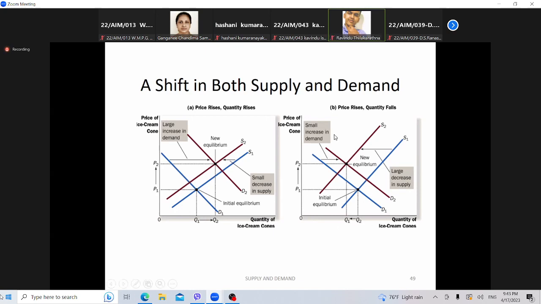So same way we can predict this one. Supply curve again shifts from S1 to S2. Then the initial equilibrium is there. Then the new equilibrium comes here after shifting these curves.